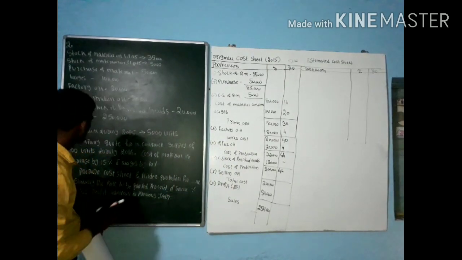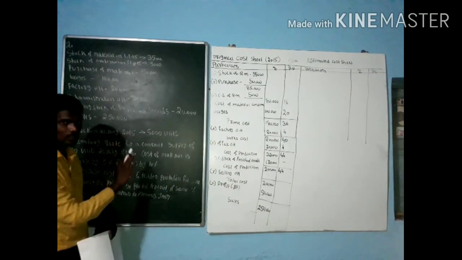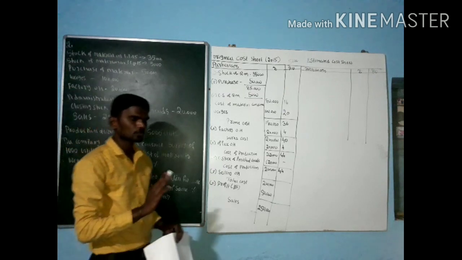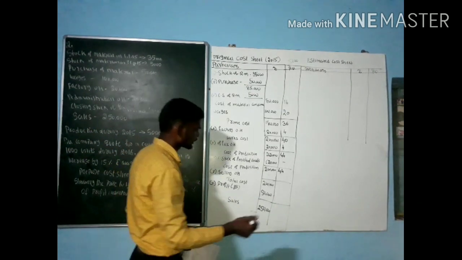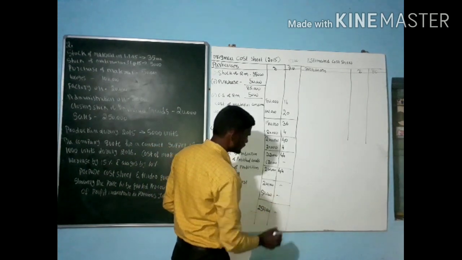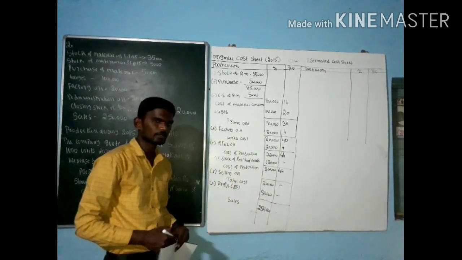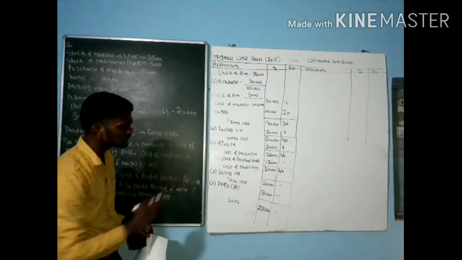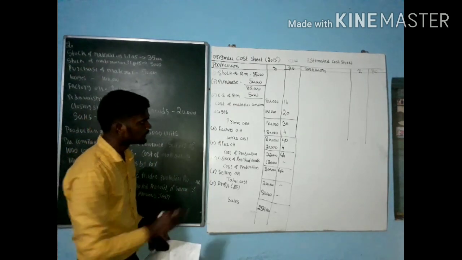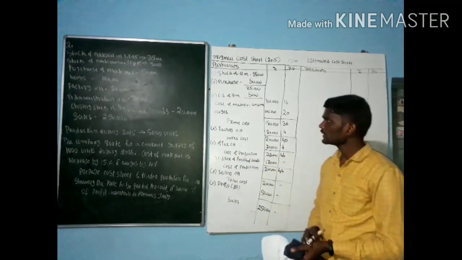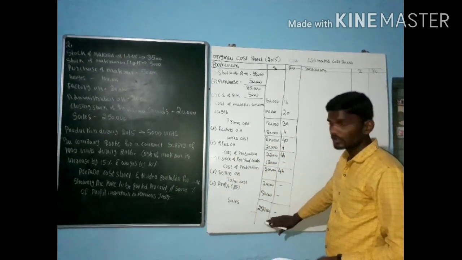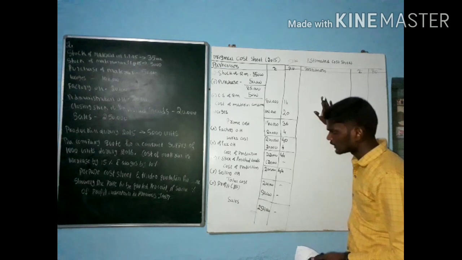But in this question, they have given only production during 2015. They have not given any information with regard to sales. So don't consider it for the remaining, just take it as nil. We don't have any sold value, so take it as nil. This is the original cost sheet. Next, by using the original cost sheet, we need to prepare the estimated cost sheet.